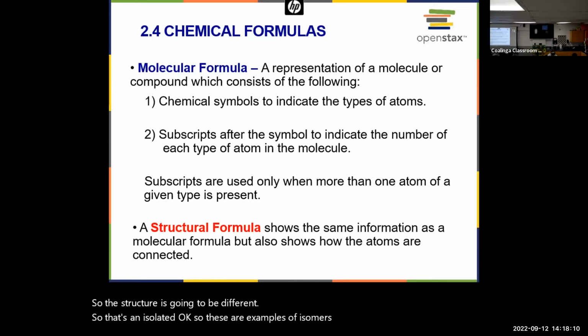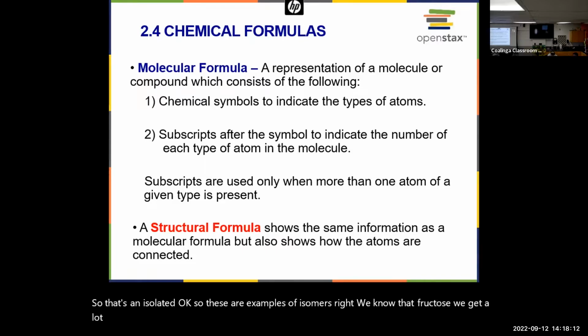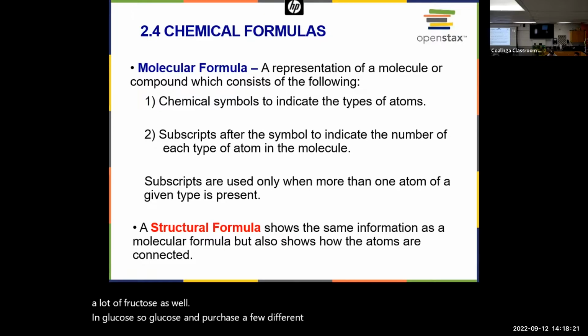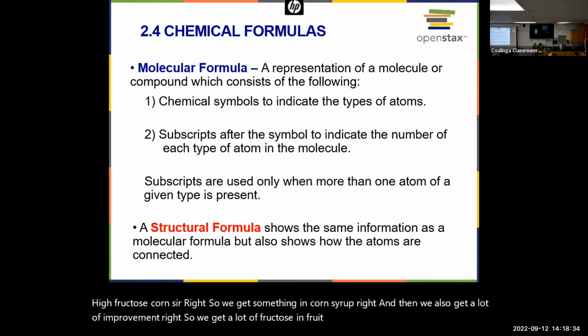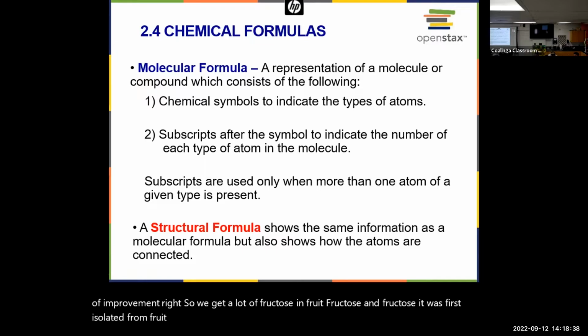We know that fructose, we get a lot of fructose in what? In glucose. So glucose and fructose are 2 different sugars. We got a lot of corn syrup, high fructose corn syrup, right? So we get some in corn syrup, and then we also get a lot of it in fruit. So we get a lot of fructose in fruit, because it was first isolated from fruit. It typically has more fructose than glucose.